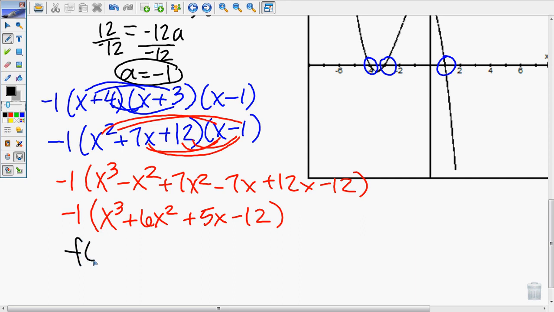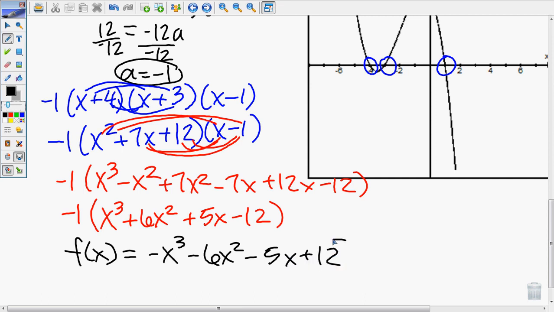So I end up with f of x equals negative x cubed, negative 6x squared, negative 5x plus 12. Beautiful. And we are done.